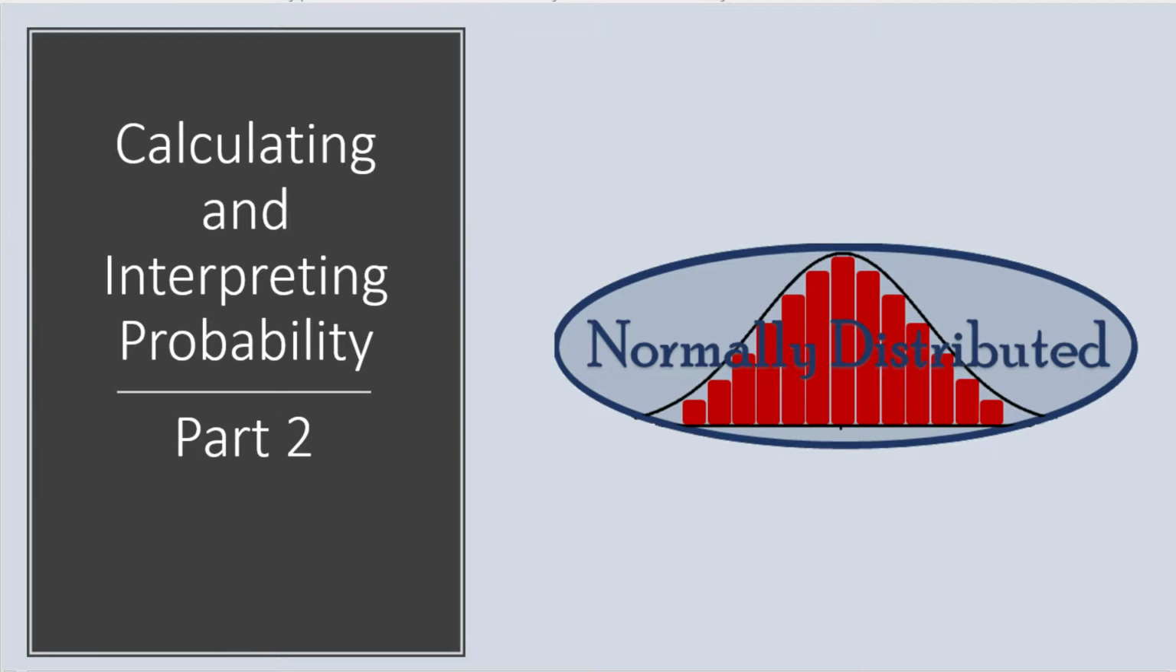Today I am bringing you Calculating and Interpreting Probability Part 2. If you're joining us from the first part of this video series, you know that probability is a number between 0 and 1 that helps us understand how likely an event is to occur. Here in Part 2, we're going to get into some definitions. Let's go ahead and get started.